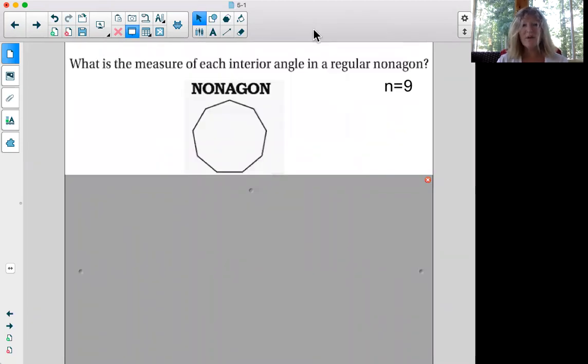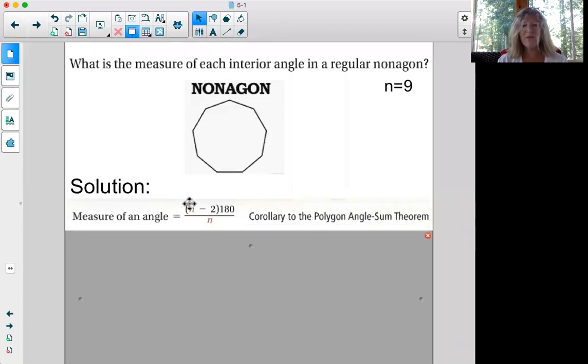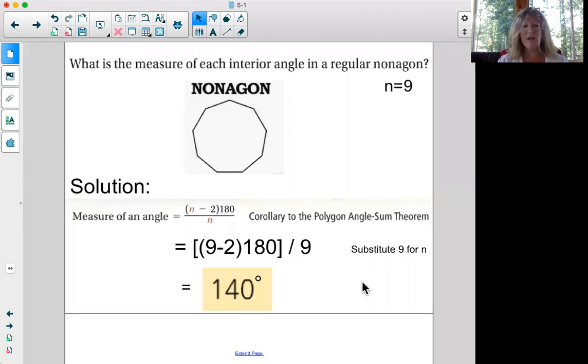So pause the video, and this time find what one interior angle is for a regular nonagon, where n is 9. We're going to go through the same steps. First, we'll find out what all of the interior angles add up to, n minus 2 times 180. And then we'll divide by how many we've got, 9 in this case. So we'll now substitute 9 for n, and we find out that every interior angle of a regular nonagon is 140 degrees.